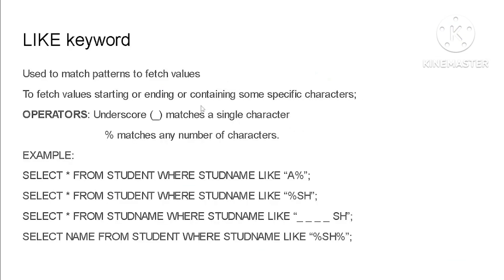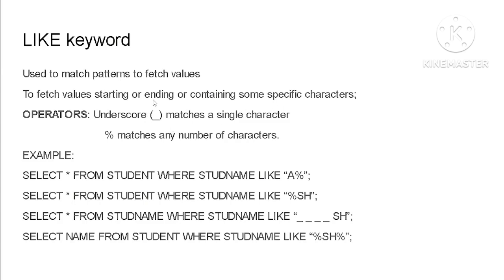Next keyword is like. Like is used to match some pattern. Say you want to search some records whose department starts with the alphabet S or the designation starts with M or S, or if you want to search names of employees whose names start with SH or whose names end with AN or SH or some combination like that, you can use the like keyword. The like keyword is used to match patterns to fetch values which start with a particular value or end with a particular value or contain some specific values inside it, like A, S, F, something.